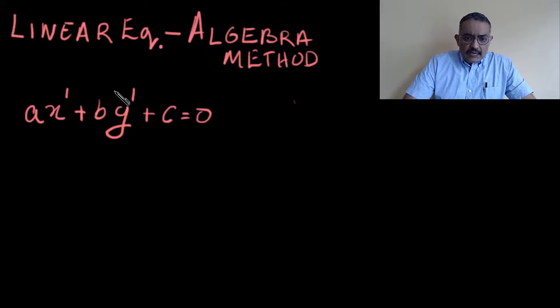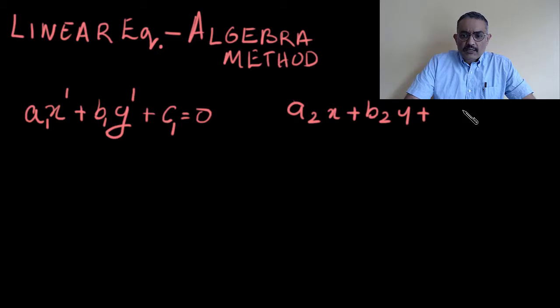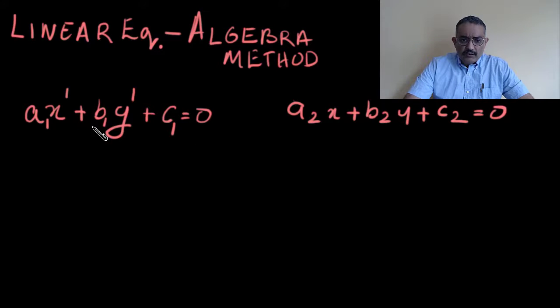Now, we said there are two linear equations involved. So what we need to think about is a1x plus b1y plus c1 equal to 0, and the second equation being a2x plus b2y plus c2 equal to 0. We have the same variables x and y in the second equation, but we have the coefficients a, b, and c as different between these two equations. We have a1, b1, and c1 here, and a2, b2, and c2 over here in this second equation.